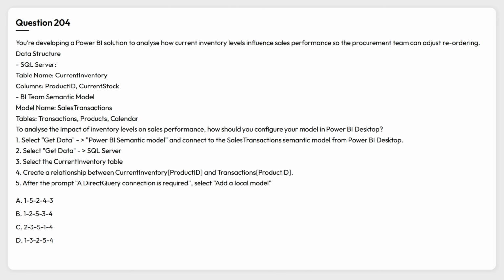Option A: 1, 5, 2, 4, 3. Option B: 1, 2, 5, 3, 4. Option C: 2, 3, 5, 1, 4. Option D: 1, 3, 2, 5, 4. The correct answer is option B: 1, 2, 5, 3, 4.